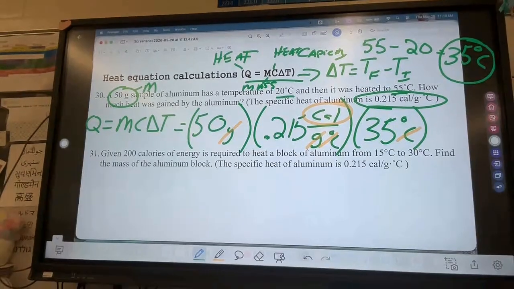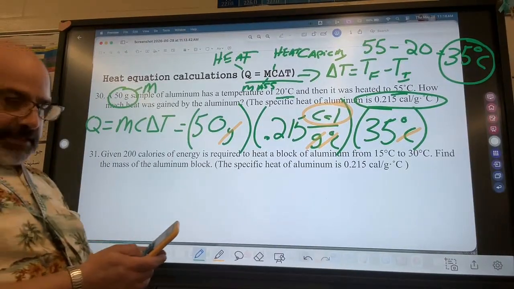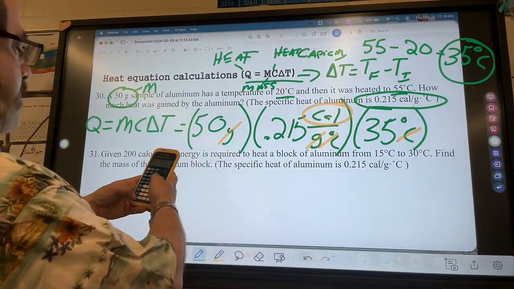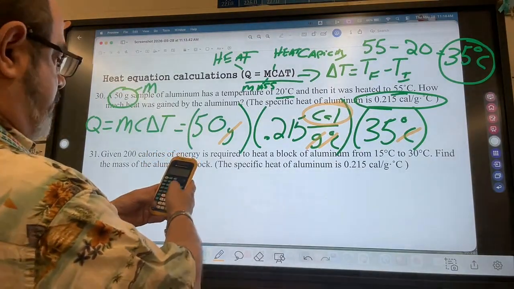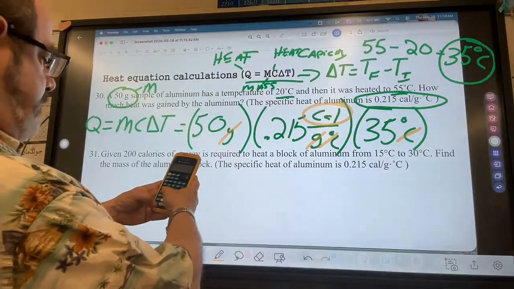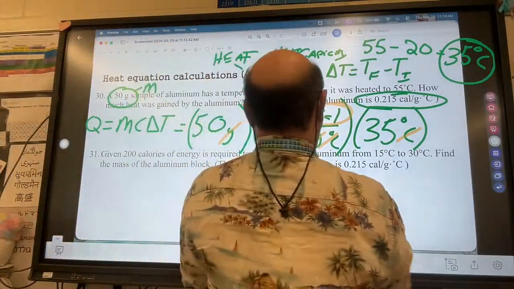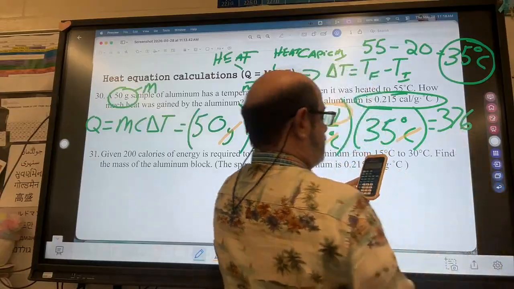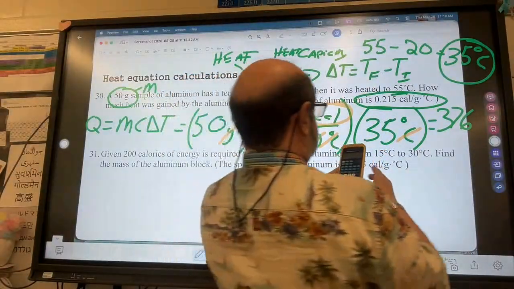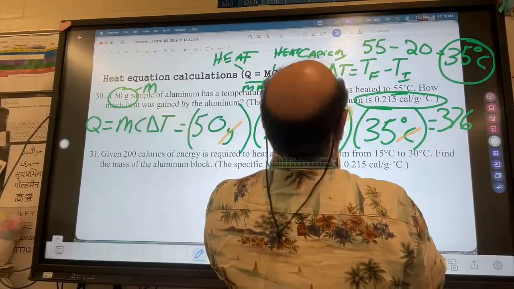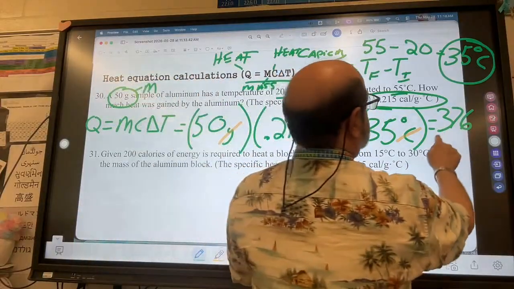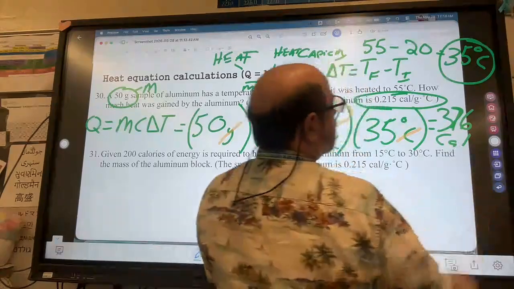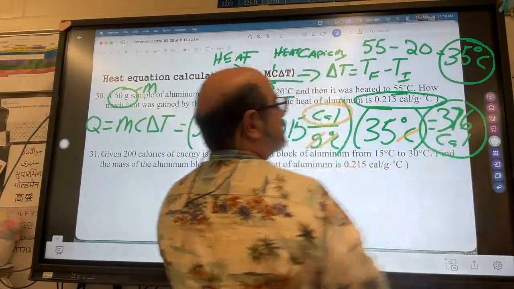So out comes the calculator to do the math. So we have 50 times 0.215 times 35 gives us 376.25, but I'm just rounding. And the heat is in calories, so that's cal. So 376 calories. That is the answer.